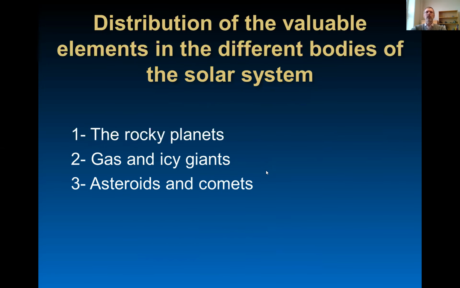and we are looking at the distribution of elements in the rocky planets. I will talk about Mercury, Venus, and Mars. You have seen the distribution of elements on Earth in a previous course, I guess, and I will leave the resources of the Moon for the last part of this course, part 4.